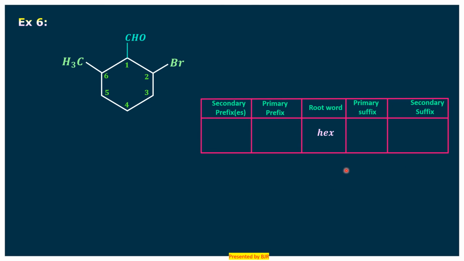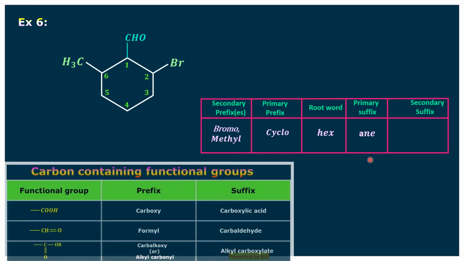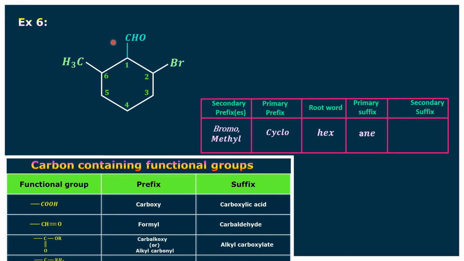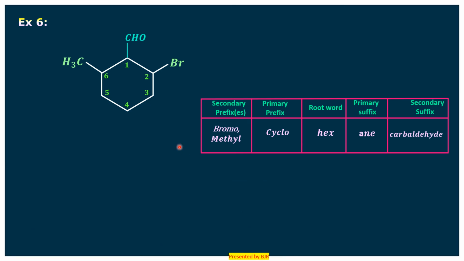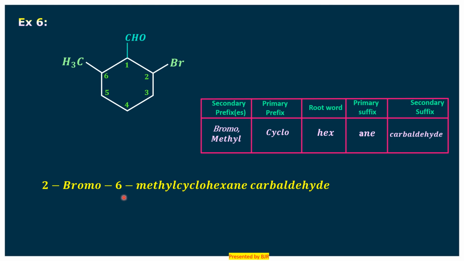So root word is hex, primary suffix is ane, primary prefix is cyclo, secondary prefixes bromo and methyl. Secondary suffix: you can see the CHO functional group is there. When the CHO functional group is there, the secondary suffix is carbaldehyde. So the name of this alicyclic organic compound is 2-bromo-6-methyl cyclohexane carbaldehyde.